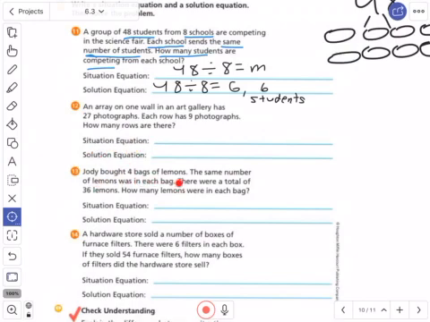Jody bought 4 bags of lemons. The same number of lemons was in each bag. There were a total of 36 lemons. How many lemons were in each bag? Do your situation equation and your solution equation.